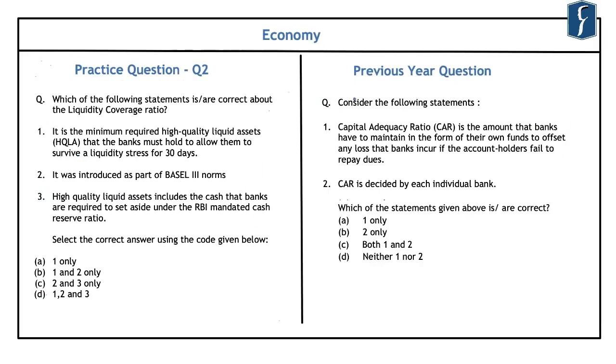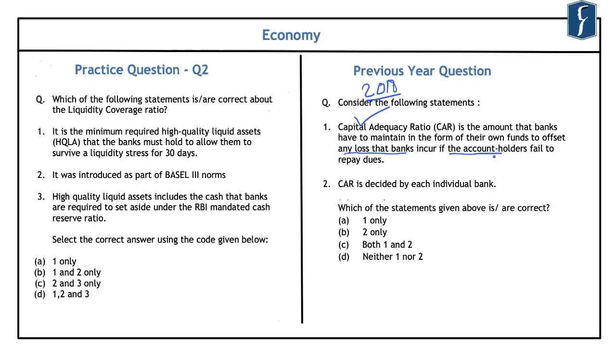Now, the second question is related to the requirements that are required to be followed by the banks to handle the liquidity stress. And if you look at the previous year questions, you will find that this question was asked in the year 2018, and it was related to capital adequacy ratio. So this question reads, consider the following statements: the capital adequacy ratio is the amount that the banks have to maintain in the form of their own funds to offset any loss that the banks incur if the account holders fail to repay their dues.